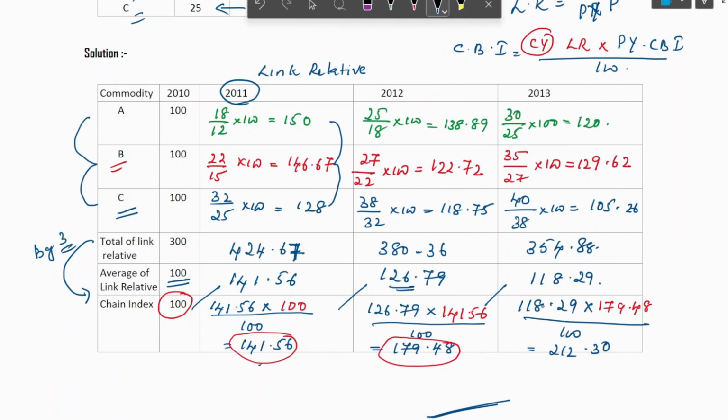You have prepared the chain base index number for the series 2010 to 2013 for the commodities A, B and C. Here we discussed a very important topic, chain base index number. Students, please practice this sum and write the columns yourself. Especially for link relative, don't make mistakes. Get an idea of how to construct the columns, then it is going to be easy. And we use only two formulas, link relative and chain base index number.